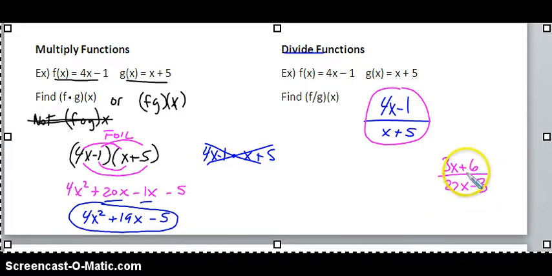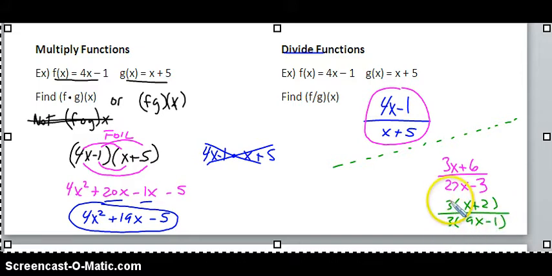I know I can reduce this because, and I'll just draw a line here to show you that this is a separate problem, I can factor out of the numerator a 3. That would leave me with this. I can factor out of the denominator also a 3, and that would leave me with this. Now I can say these 3's will cancel each other out because they're not part of a binomial anymore. They're a factor on the outside. So I could reduce this down to just x plus 2 over 9x minus 1.